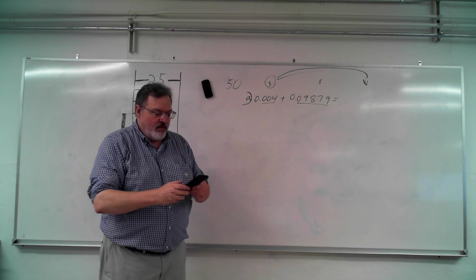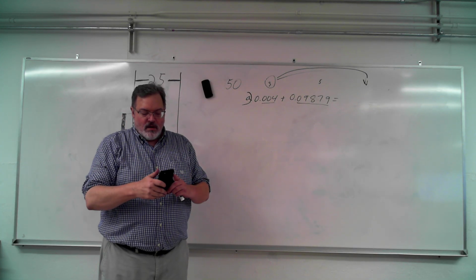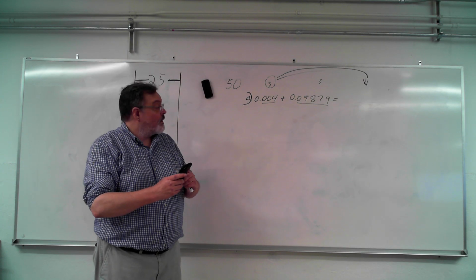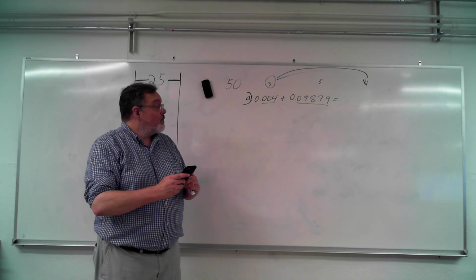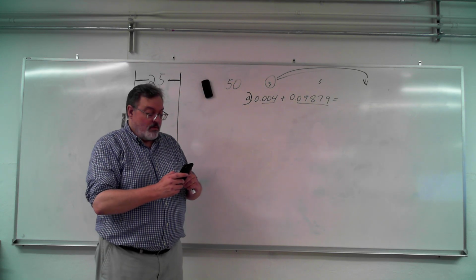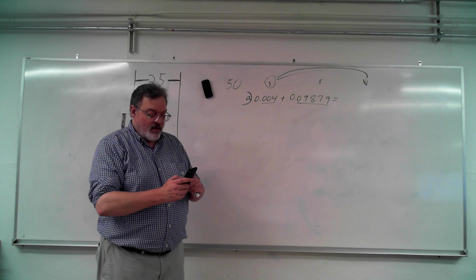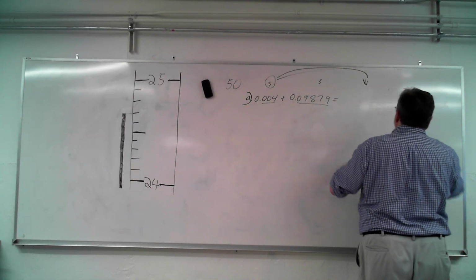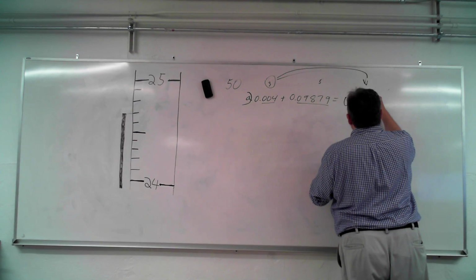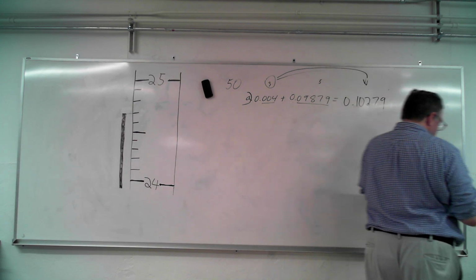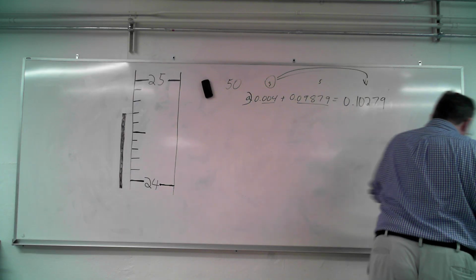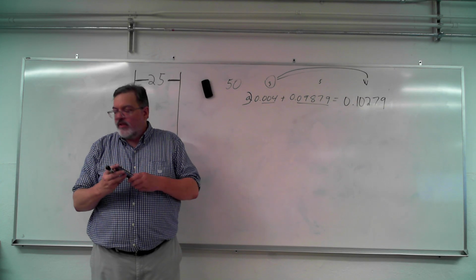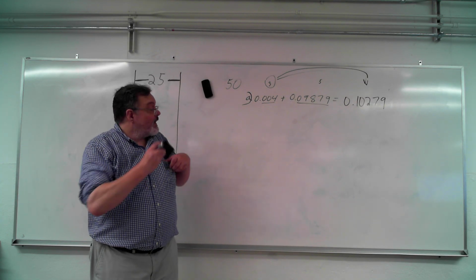Let me do the math. So I will put in plus 0.09879. Calculator says... and again, notice we're not really dealing in significant digits, we're dealing in what's after the decimal. So that's what my calculator says.